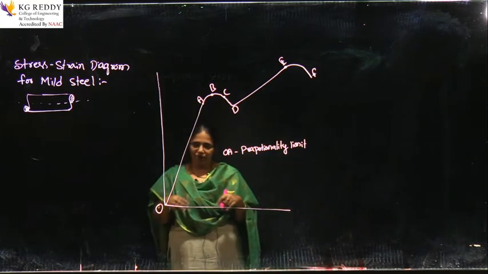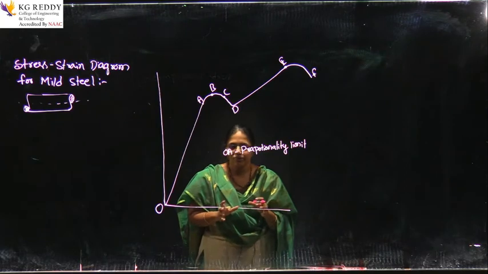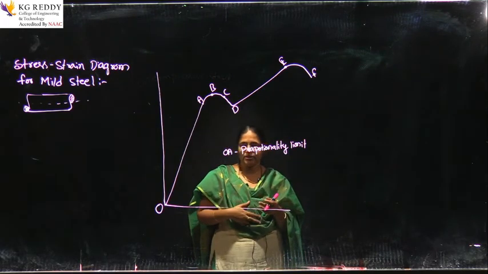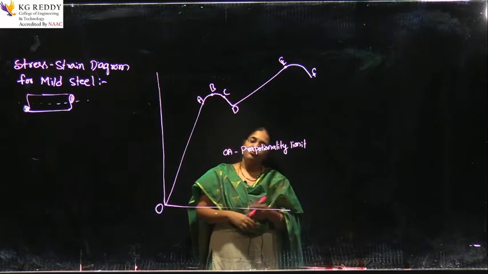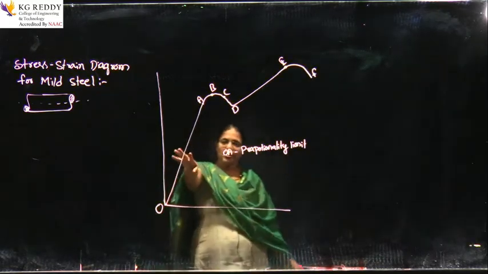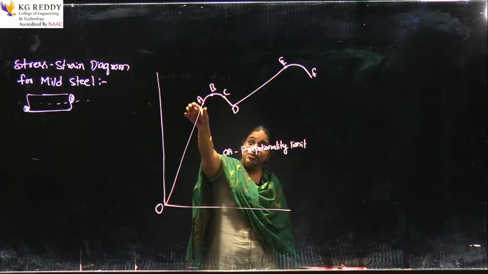After that, beyond the proportionality limit, I am going to increase the load. From 10 kilonewtons to 20 kilonewtons I have increased the load. Then what will be happening here? Within the elastic limit, the stress is directly proportional to strain. That means Hooke's law holds good.